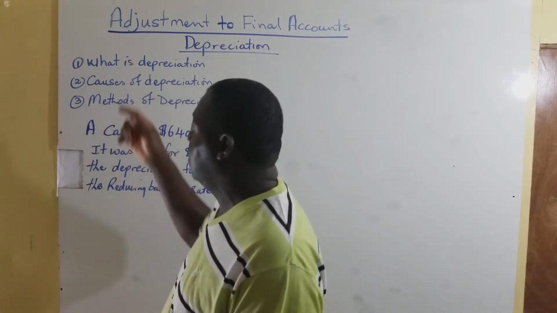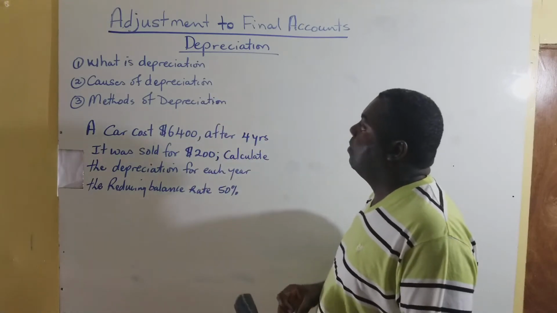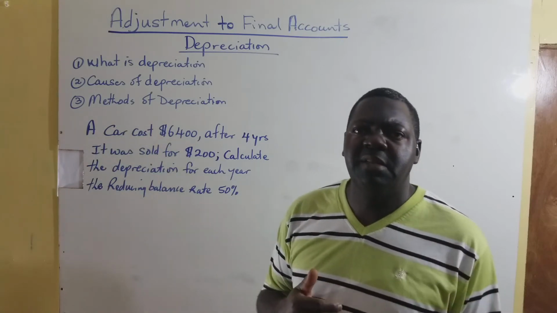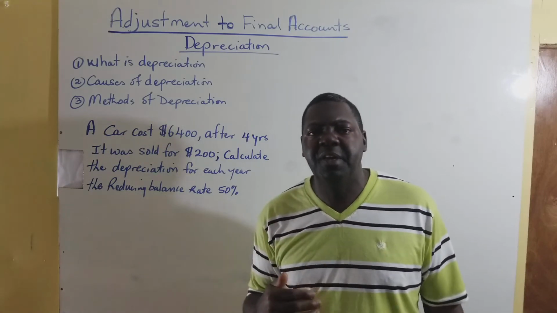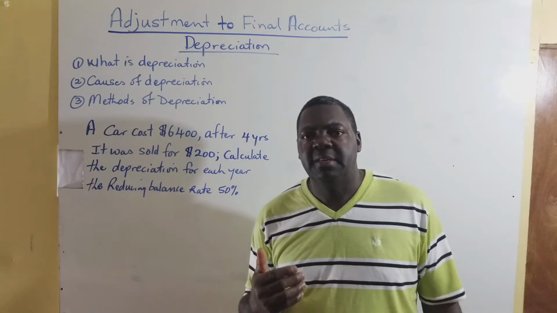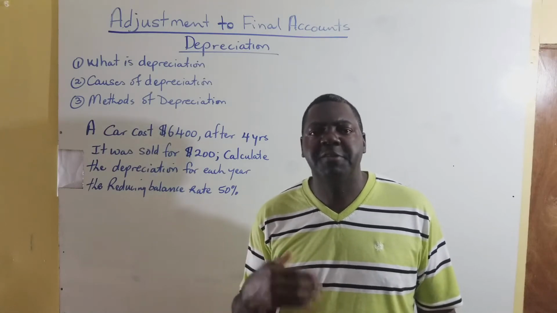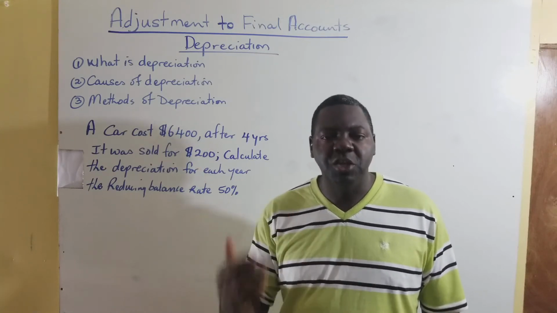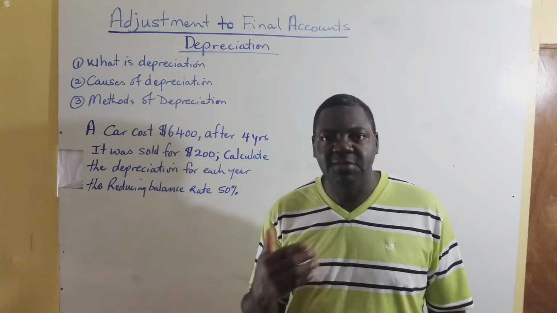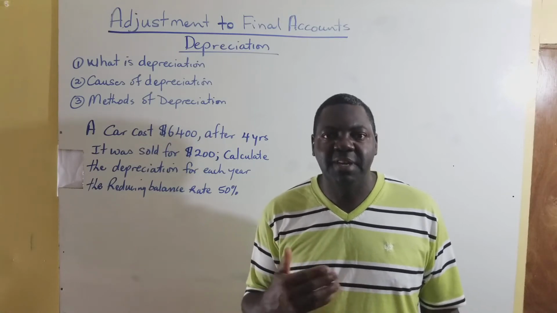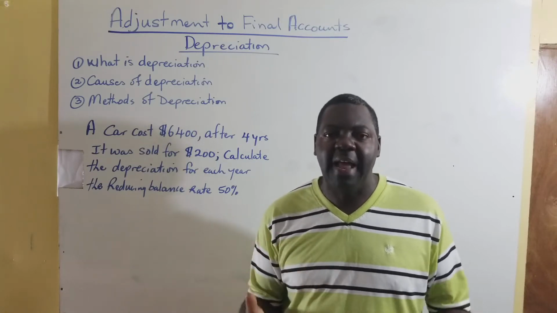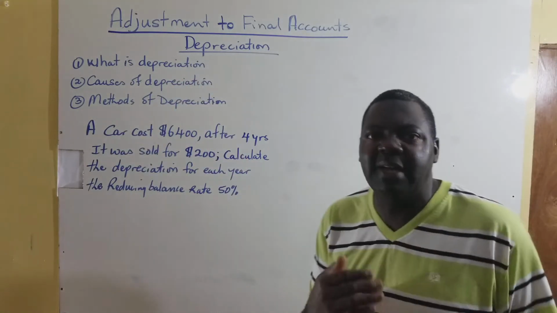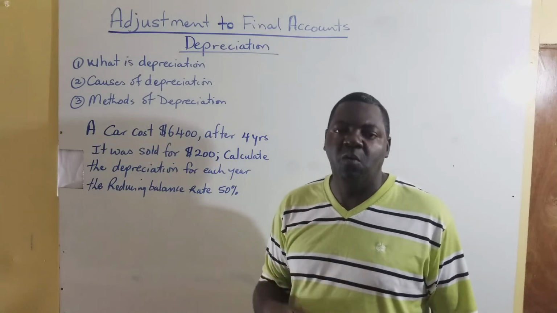Now we're going to begin with the first one, what is depreciation? Depreciation is that part of the fixed asset that is consumed over its period of use. That is, while you are using it, it is deteriorating. And because it is deteriorating, it is losing its value. And that is what is referred to as depreciation. That part of the fixed asset that is consumed over its use.